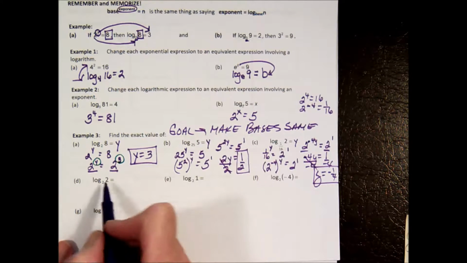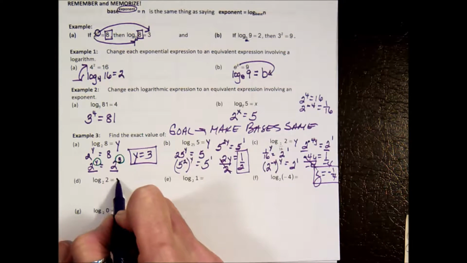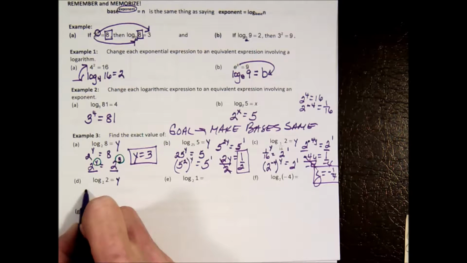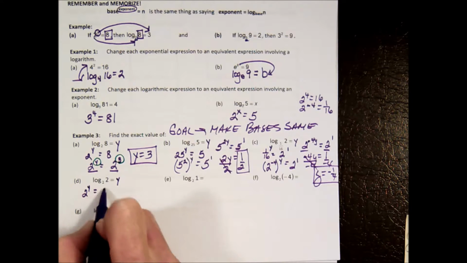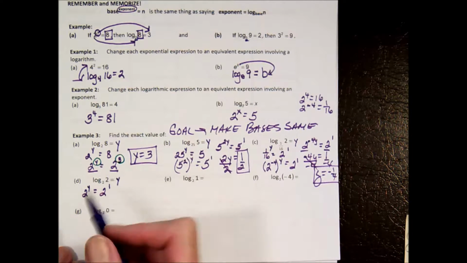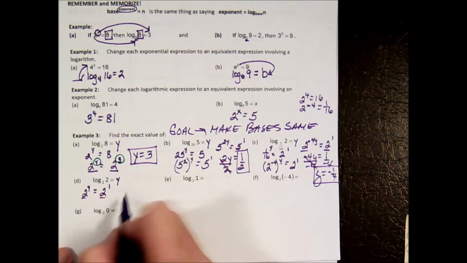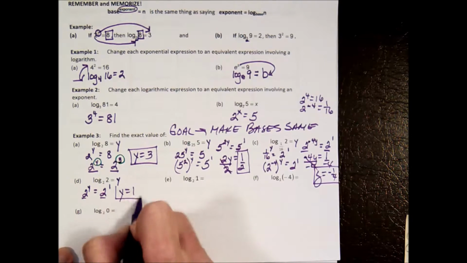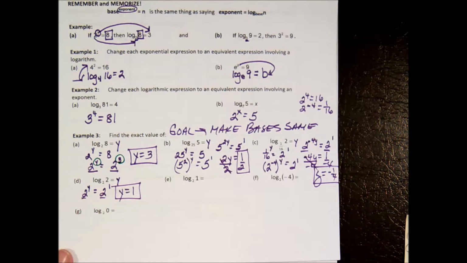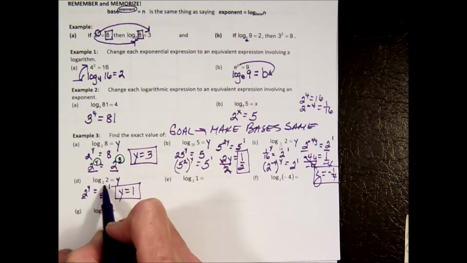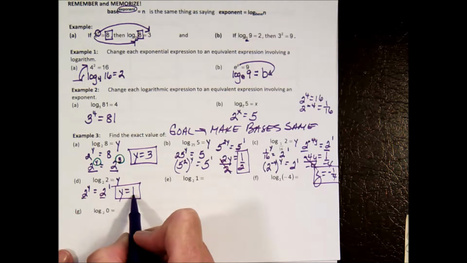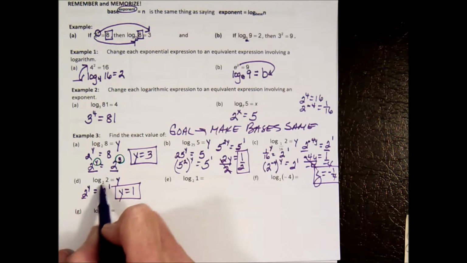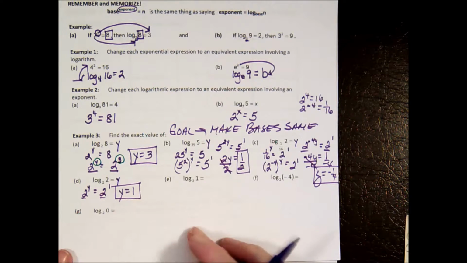Here, I want to write this exponentially, so I'm going to set it equal to y, and I'm going to say my base to the y is equal to 2 to the first. Well, that one's easy because my bases are already the same, so I know that y is equal to 1. So that's kind of a unique one. The log base 2 of 2 is 1. So when you take the log of something in the same base, you get a 1.